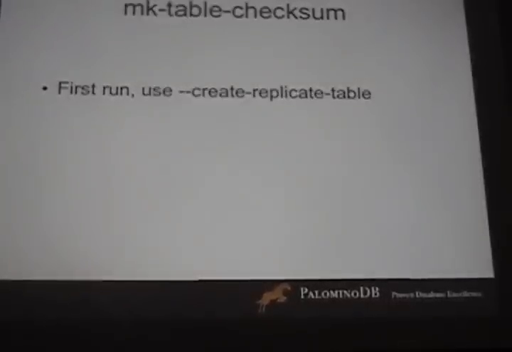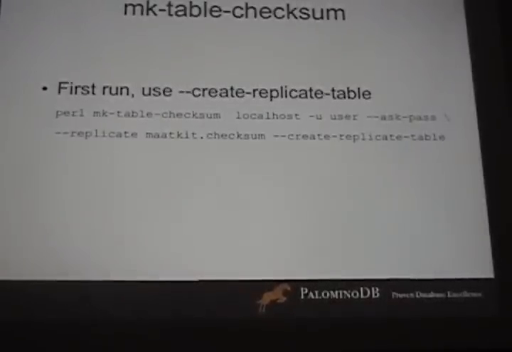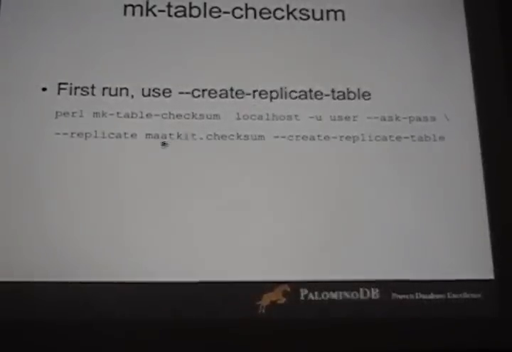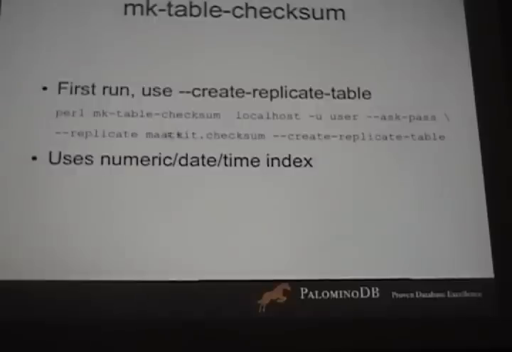And so to create this table, you want to use create-replicate-table. So I have this --replicate maatkit.checksum, but I want to create it because it's the first time I run it, or maybe I don't know if it's created. So create-replicate-table: if you don't have a table, it'll make it. If you do have a table, nothing. So on your first run, use create-replicate-table.